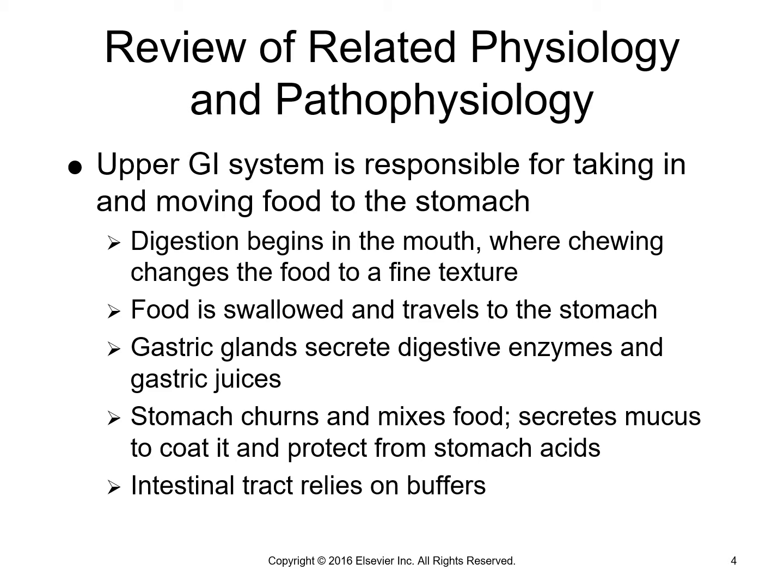So your intestinal tract relies on buffers. When we talk about buffers, it's like enzymes or fluid or secretions that prevent it from becoming too acidic.